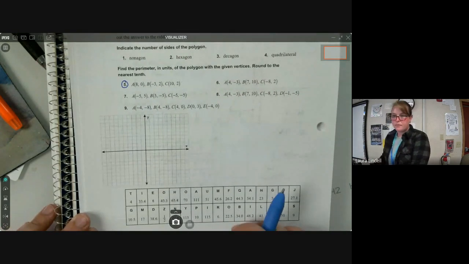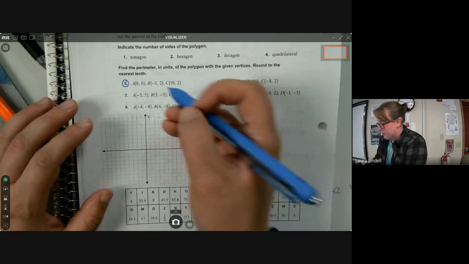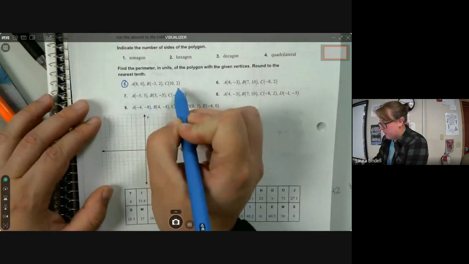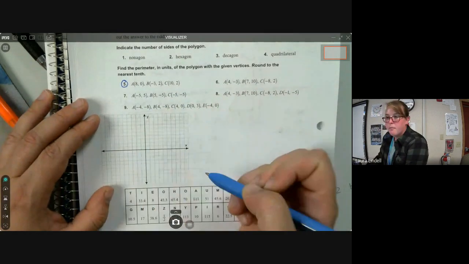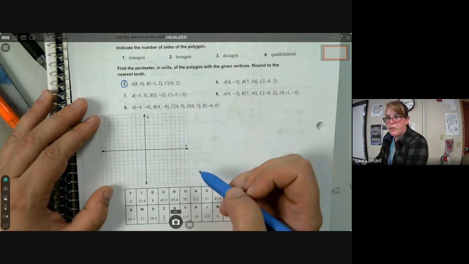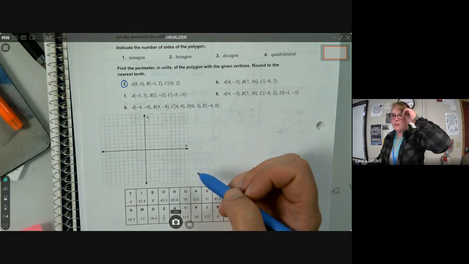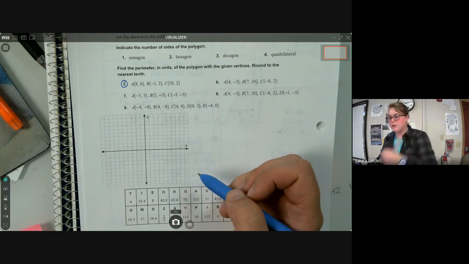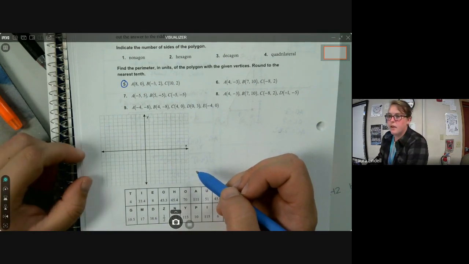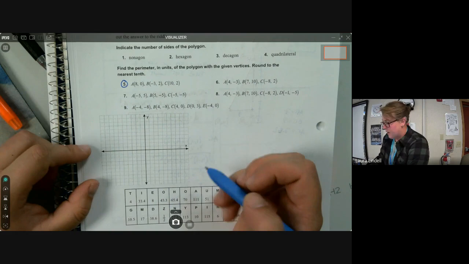All right. So here we go. Go ahead and plot these 3 points on your graph. Pause the video real quick, plot the 3 points, and then when you start it back up, you can see if you plotted them correctly. Okay, hopefully you paused it.